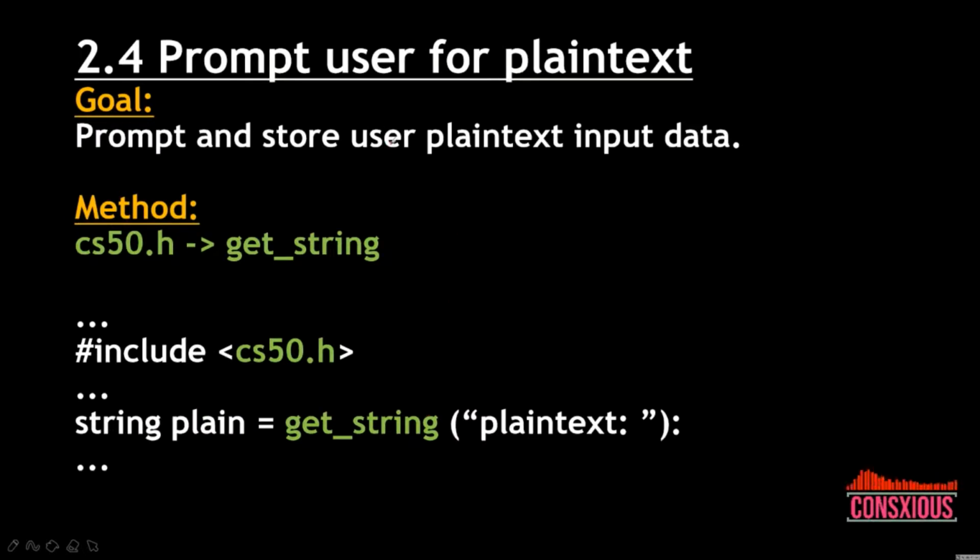So 2.4 is we're going to prompt the user to key in the plaintext. This is very simple. I think we already went through that many times. In cs50.h, use get_string. So I have to include the library here. We have to declare the variable as a string. So use the formula here, get_string. This is how we store the user input data for the plaintext.